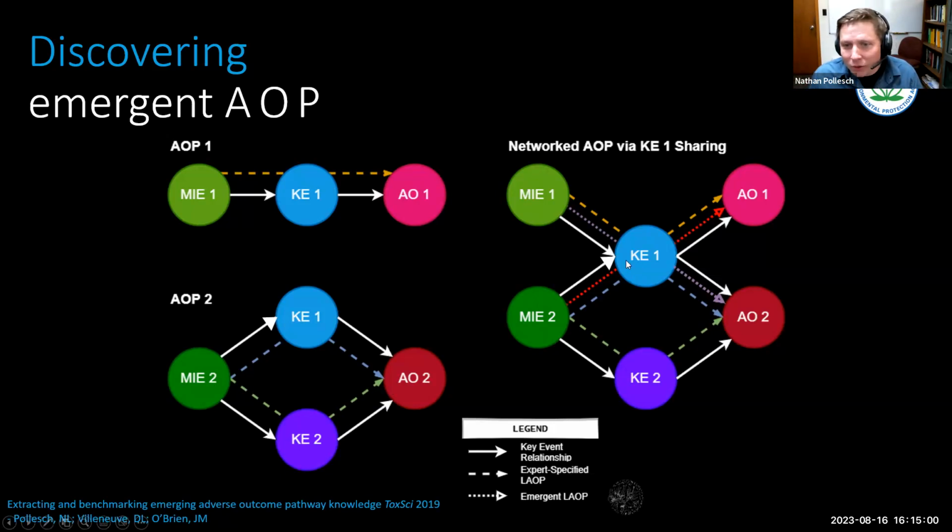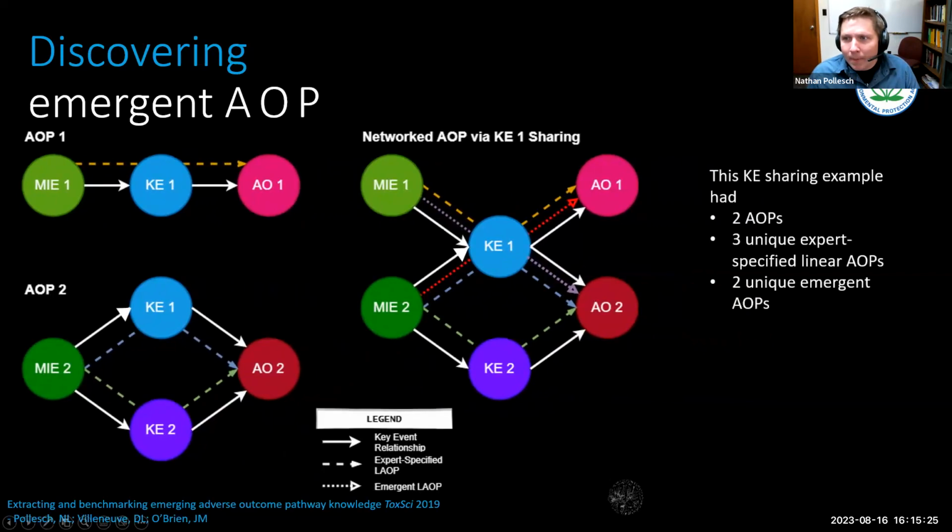However, when we network these things or look at the AOP wiki from a networked view, we see that there are emergent pathways that get created by the key event sharing. In this case, when we consider the fact that these two both share key event 1, we can see two new emergent pathways. And this is at the heart of what an emergent AOP is and how they get created. So again, in this example, just to get the numbers right, there were two AOPs, two different AOP IDs, three unique expert-specified linear AOPs, and then two unique emergent AOPs.